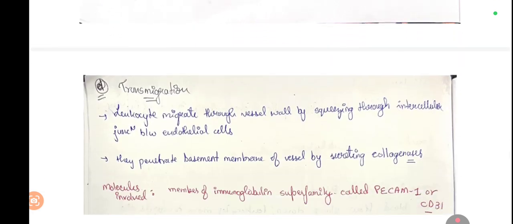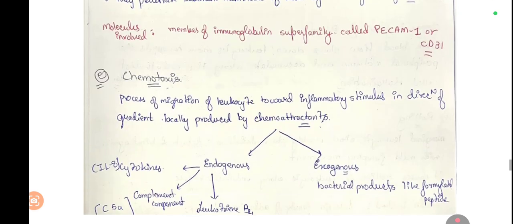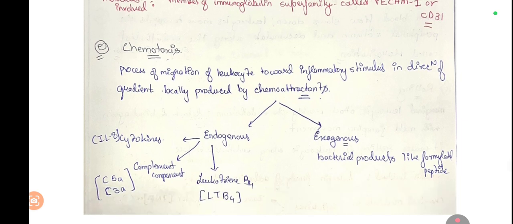Then there is transmigration. Leukocytes migrate through vessel walls by squeezing through intercellular junctions between endothelial cells. They penetrate the basement membrane of vessels by secreting collagenase. Molecules involved are in the immunoglobulin superfamily, called PECAM-1 or CD31.